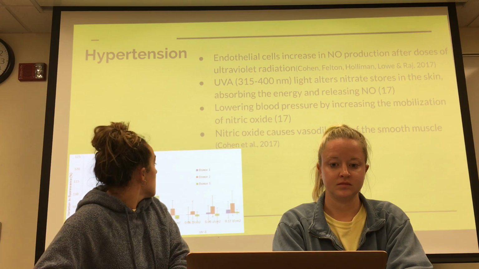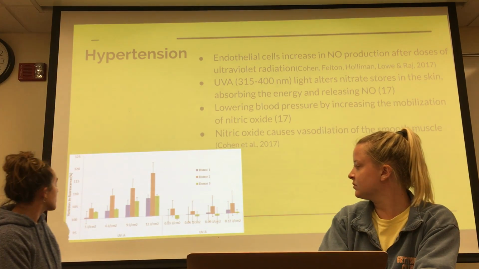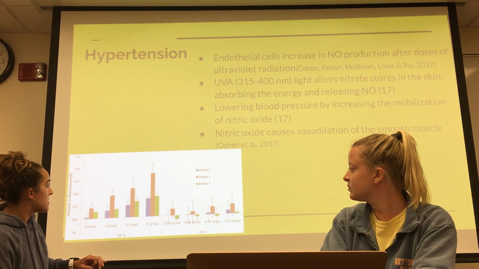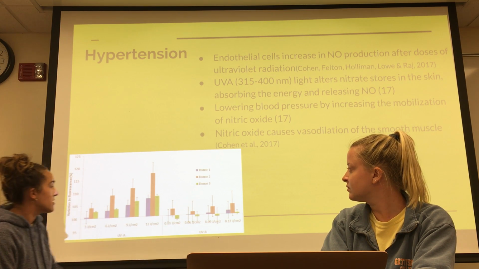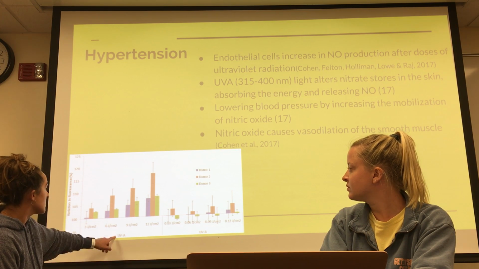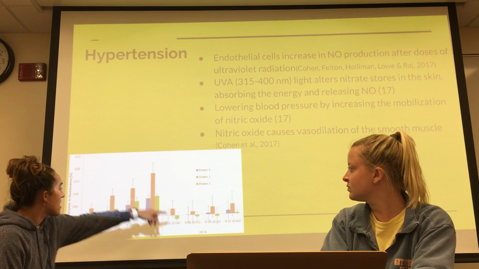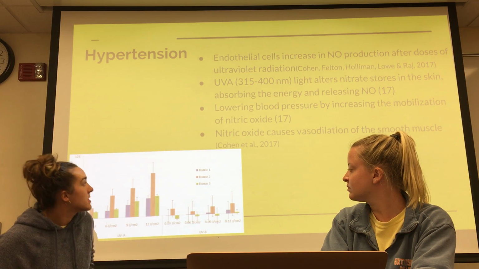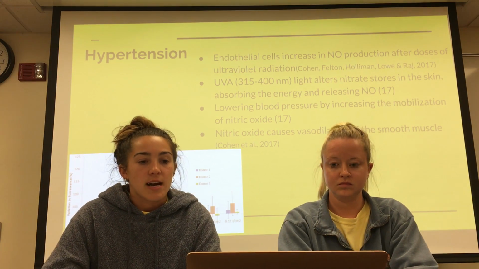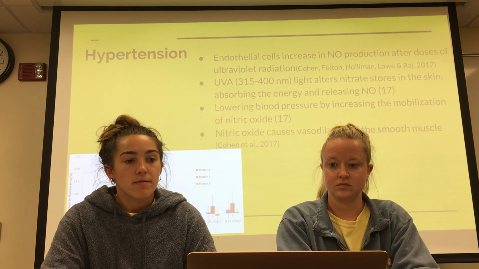And as you can see in this graph over here, they did a study where they had different situations, but they basically looked at UVA versus UVB rays and how the nitrite stores and the amount of nitric oxide were affected. As you can see, the UVA rays had way higher levels than the UVB, showing that the nitric oxide was released at this particular wavelength.